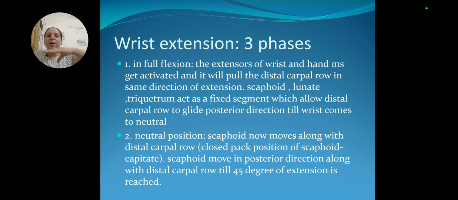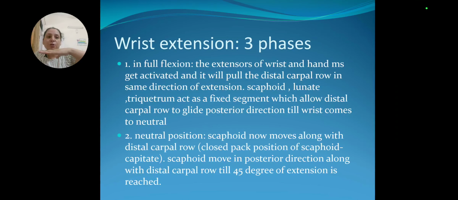Fine, but the scaphoid, lunate and triquetrum are not moving at all. They are held in this position. Only when the initial stage starts, from full flexion until the initial movement, only the distal carpal row moves in the same direction. The scaphoid, lunate and triquetrum are fixed segments, which allows the distal carpal row to glide posteriorly until the wrist comes into the neutral position. From full wrist flexion to neutral position, only the distal carpal row is moving, and that too posteriorly, gliding posteriorly so that this movement takes place.